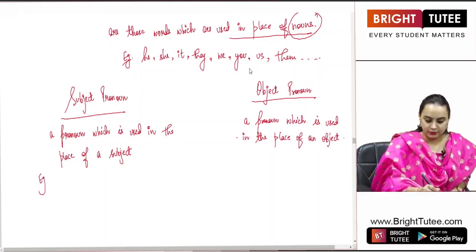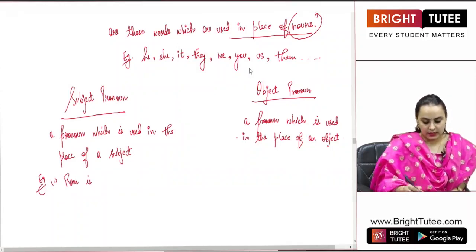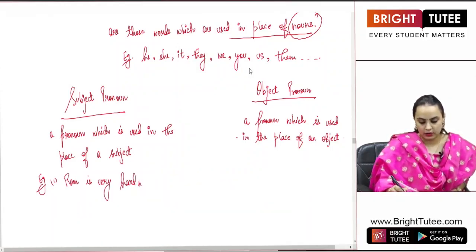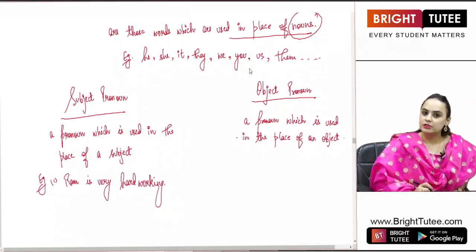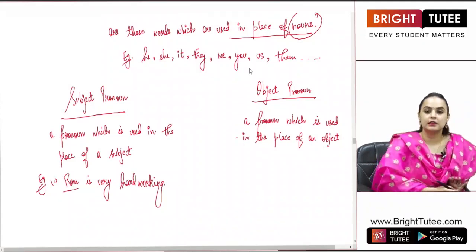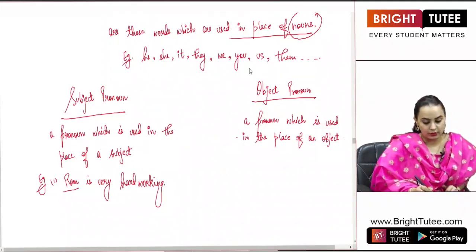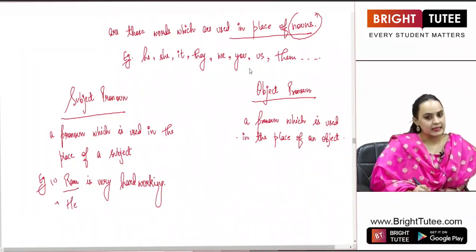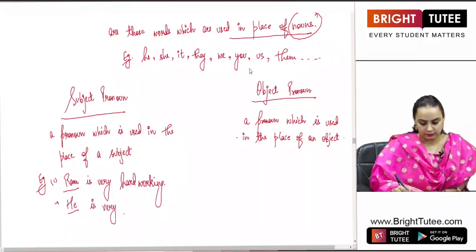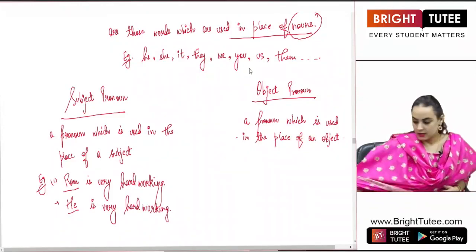For example, Ram is very hardworking. What is my subject in this sentence? Ram. And what is the pronoun that I can use for Ram? He. So, he is very hardworking, and he becomes my subject pronoun.